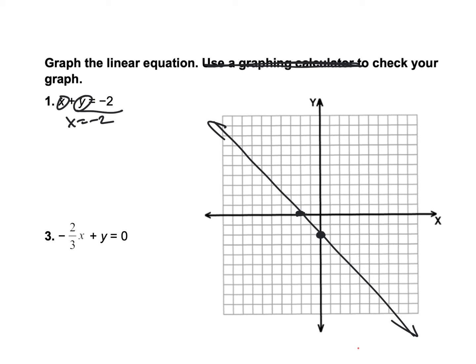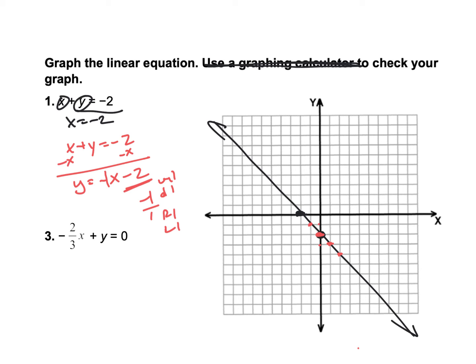If I did it in slope-intercept form, x plus y equals negative 2, I would subtract x from both sides. So y would equal a negative x minus 2. So that's a negative 1. So my y-intercept is negative 2. And I got negative 1 over 1. So I'm going to go down 1 and then to the right 1. So down 1 to the right 1. And look, I'm right on my line. Or I could go up 1 and to the left 1. So up 1, left 1, up 1, left 1. I have the exact same line.